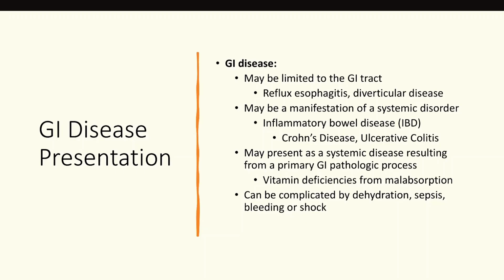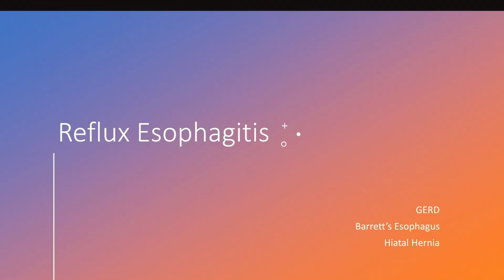And it can be complicated by dehydration. We know we lose a lot of fluid volume in vomiting and diarrhea. They get dehydrated very fast, especially at the age extremes, young and elderly. Sepsis, bleeding, shock, hypovolemia. We talk about hypovolemic shock. They will go into hypovolemic shock because of the severe dehydration from all this nausea, vomiting, and so forth.